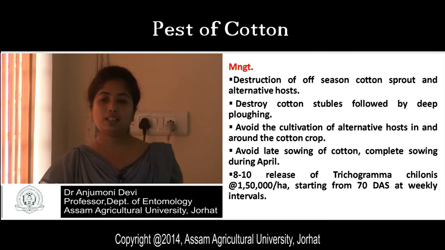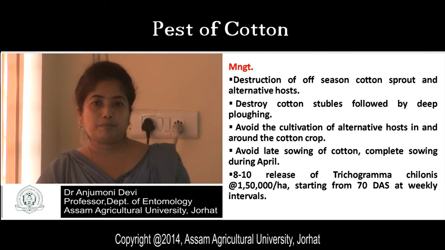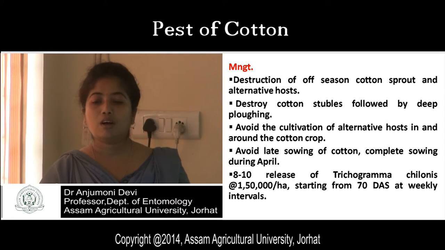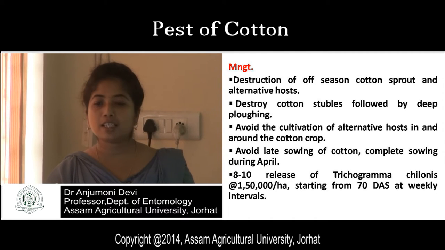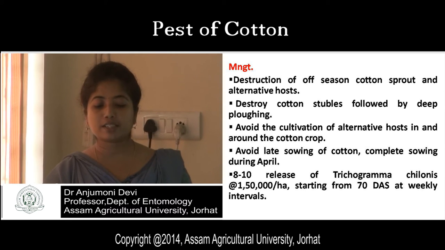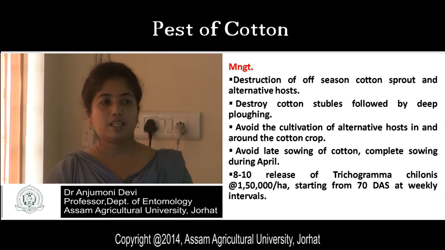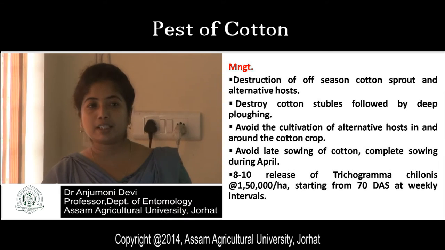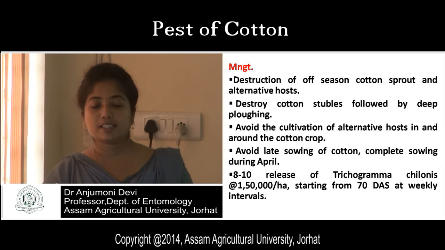All the borers, all the larvae or the pupae of this insect are found in cotton plants. And they pupate in soils and debris. So, if we go for deep plowing and destruction of stubbles, then the resting stage of the insect, that is the pupa, gets the chance to be exposed.